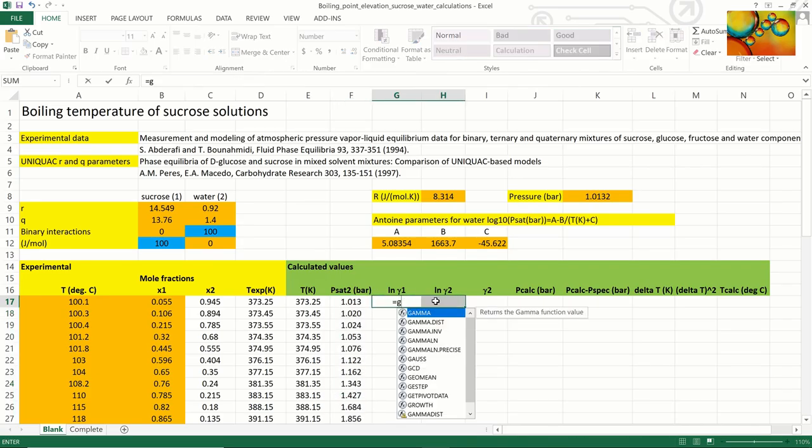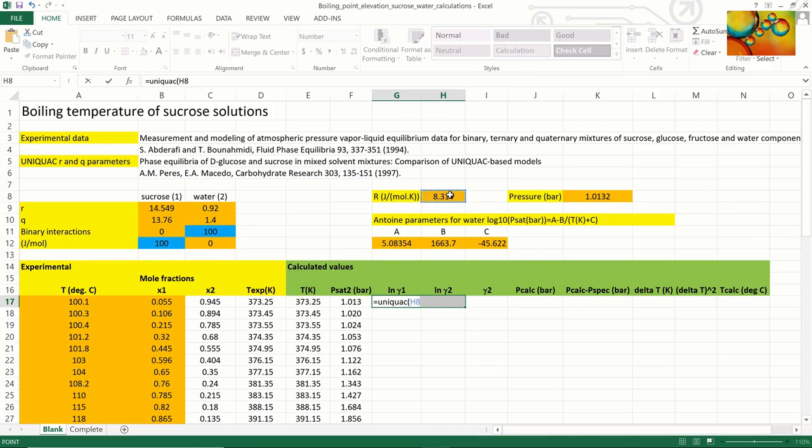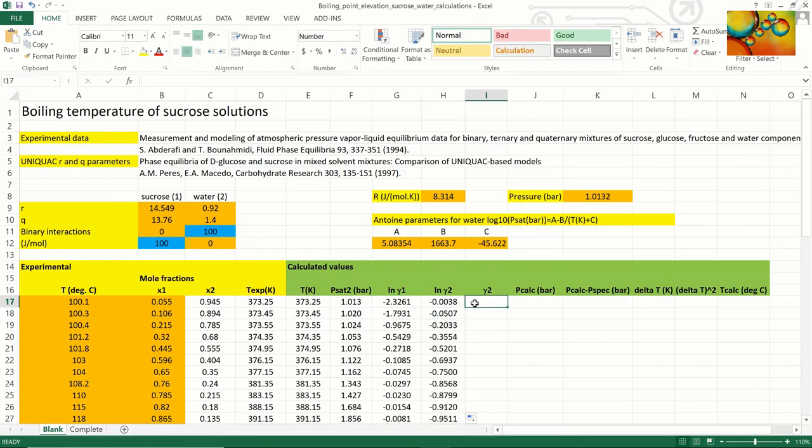Now we calculate the activity coefficients, the logarithms of the activity coefficients with the UNIQUAC function, whose first parameter is the value of the universal gas constant, R, which we lock with F4. Then the next one is the temperature. We'll use the calculated temperature cell, followed by the mole fractions and the model parameters, which we lock with F4. Now we press Ctrl Shift Enter, and now we double click to get it for all experimental data points.